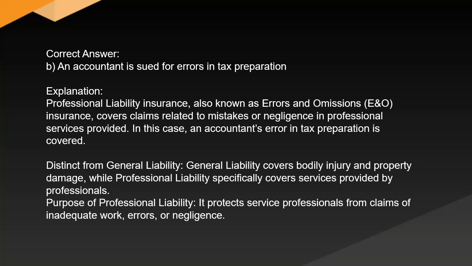Explanation. Professional liability insurance, also known as errors and omissions (E&O) insurance, covers claims related to mistakes or negligence in professional services provided. In this case, an accountant's error in tax preparation is covered, distinct from general liability. General liability covers bodily injury and property damage, while professional liability specifically covers services provided by professionals. Purpose of professional liability. It protects service professionals from claims of inadequate work, errors, or negligence.